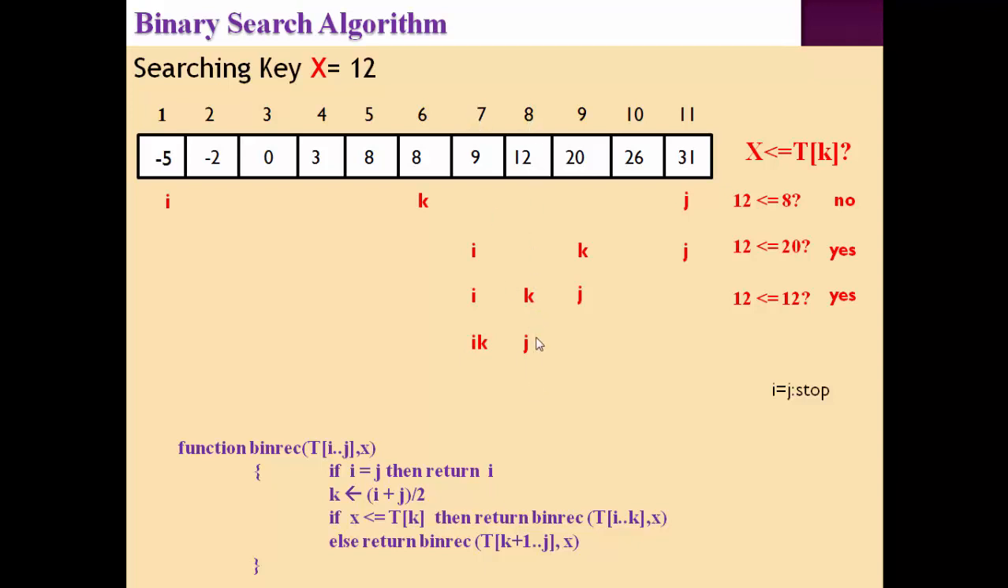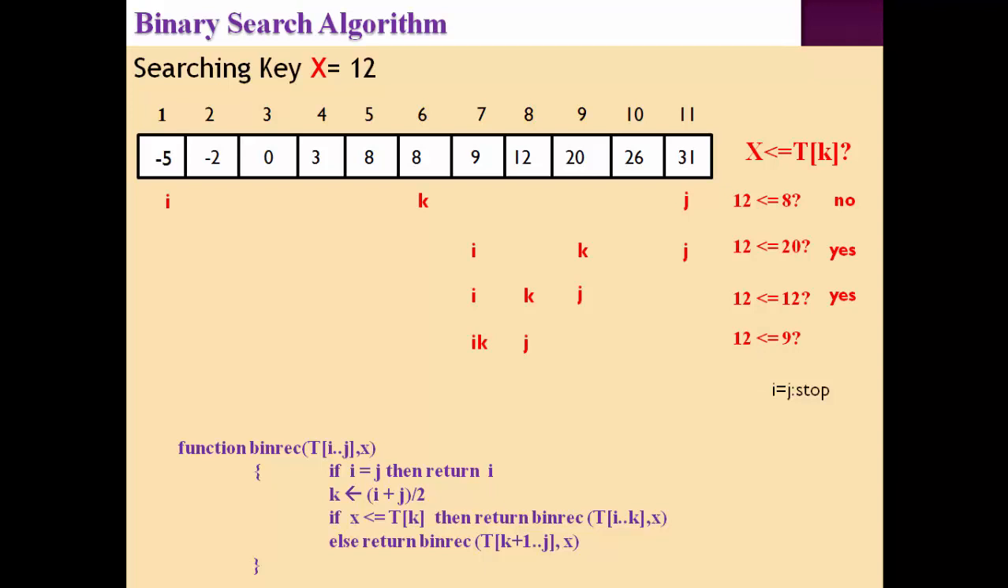And again we have to identify the value of k. 7 plus 8 is equal to 15. 15 divided by 2, that is 7.5. So in integer it is 7. So the value of k is equal to 7. Again we have to compare 12 with 9. So is 12 less than or equal to 9? This condition is false. It means that it is available in the right part.